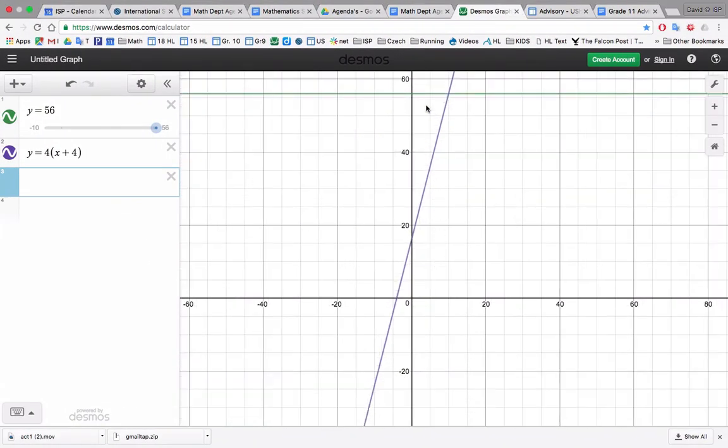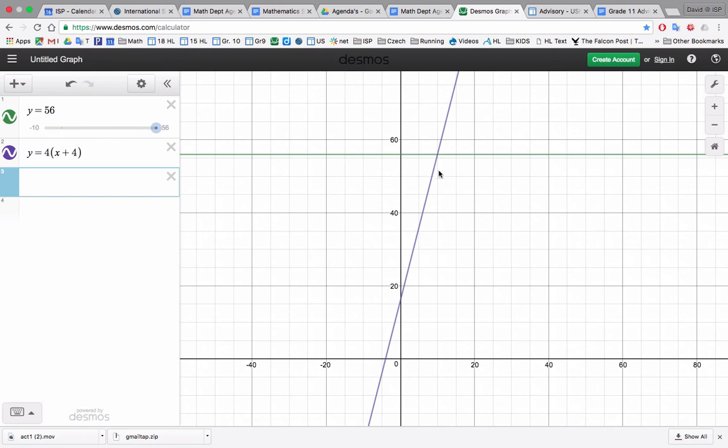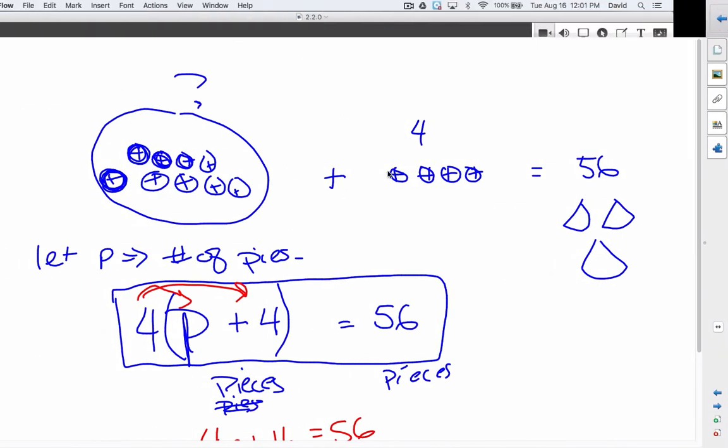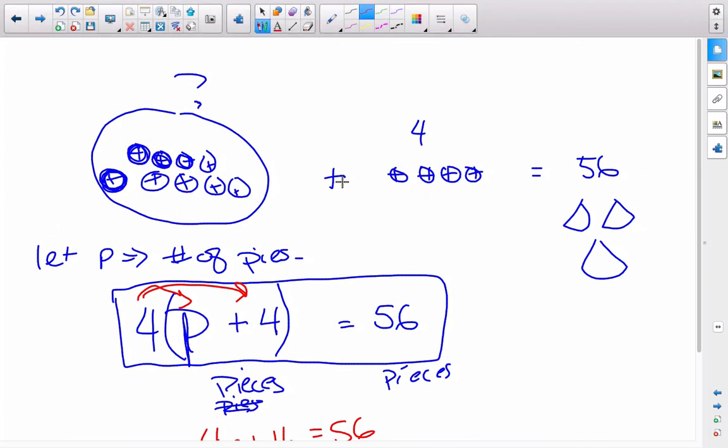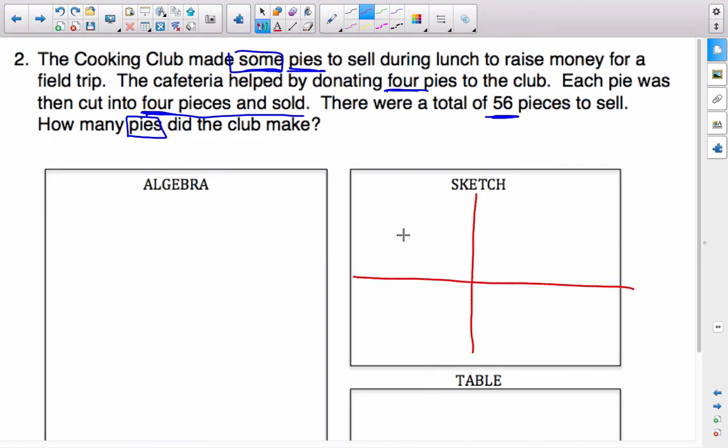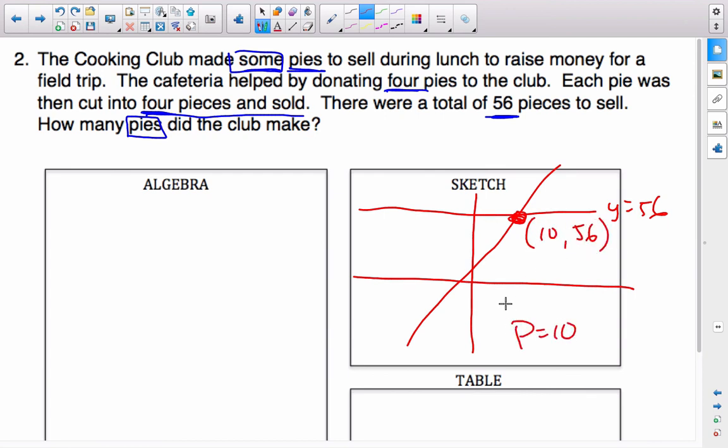So there it is up here. I have to make sure I'm high enough to see it, and I can just zoom in. The y of my graph was so big that we couldn't see it. And if I find the intersection, look at that, 10, 56. Perfect, the intersection point. And so, if I go to here, I can quickly go, here's y is equal to 56. Here's my line, and my point is 10 comma 56. And p is equal to 10 pies. Very nice. And I'm going to ignore the table for this one and call it a day. Okay. Super, good work. Good luck, everyone.